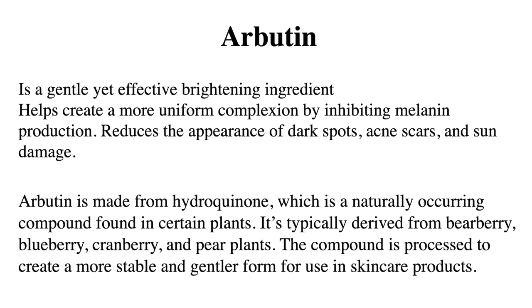Arbutin is a gentle yet effective brightening ingredient, helps create a more uniform complexion by inhibiting melanin production, reduces the appearance of dark spots, acne scars, and sun damage. Arbutin is made from hydroquinone, which is a naturally occurring compound found in certain plants. It's typically derived from bearberry, blueberry, cranberry, and pear plants. The compound is processed to create a more stable and a more gentle form for use in skincare products. Arbutin.